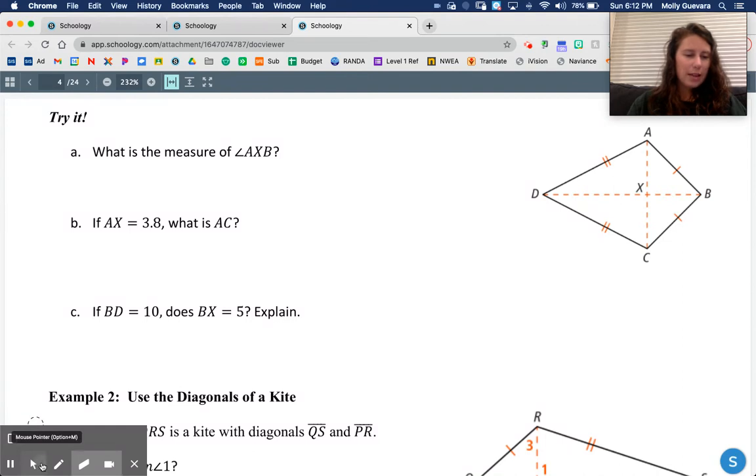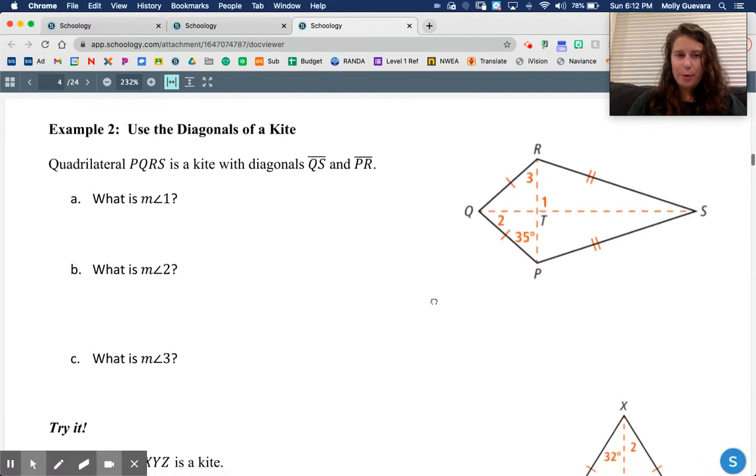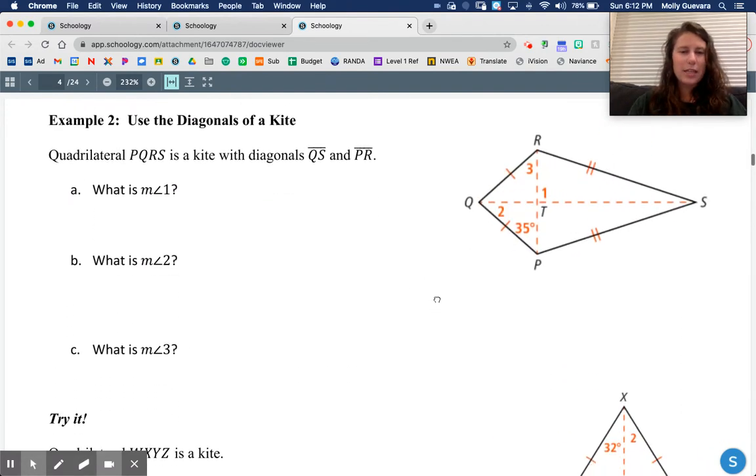All right, let's move on to our second example. So we're going to keep looking at the diagonals of a kite. All right, let's start with A. First of all, it says quadrilateral PQRS is a kite. So we know it's a kite. And the diagonals are Q to S and P to R.